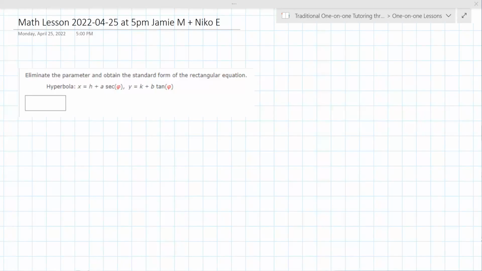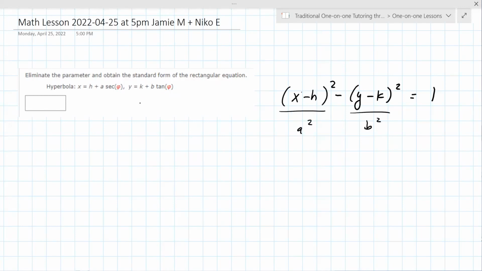So if you're seeing my screen, it says eliminate the parameter and obtain the standard form of the rectangular equation. So the hyperbola, I don't even know how to, I guess. The hyperbola has this form like x minus h squared minus y minus k squared equals 1. Does that sound right? Maybe. There could be some a's and b's also. Yeah, and maybe some b squared. So somehow we're supposed to get to this.